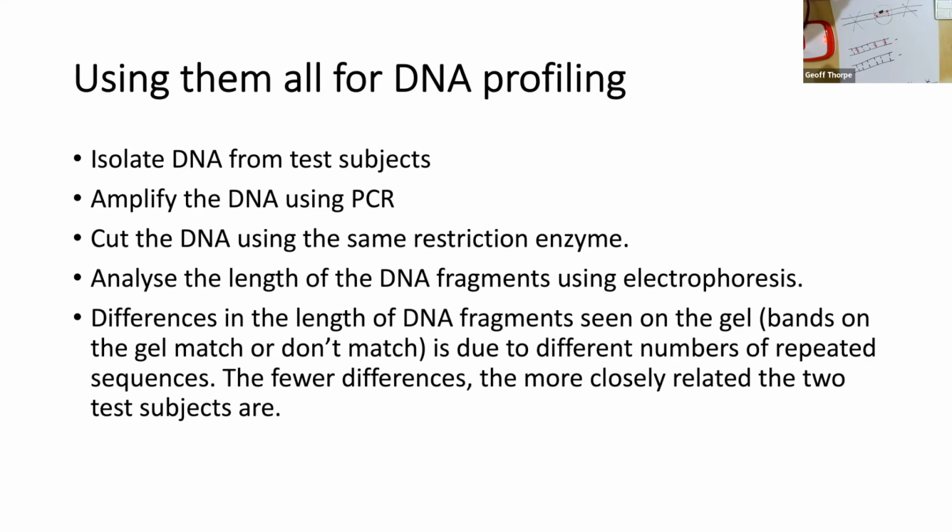When we're looking at the different bands on our gel, any differences we see in the length of DNA fragments would be due to the different numbers of repeated sequences between the places that we've cut. If there's more repeated sequences, that would give us a longer DNA fragment. If there's a smaller number of repeated sequences, that would give us a smaller band for that bit of DNA where we cut it. So the fewer differences we see between different samples, the more closely related the two test subjects are. If we see lots of differences, then we would say they're not very related. If they're identical, then that could be used in crime scene analysis, where we could say we have identified the suspect.